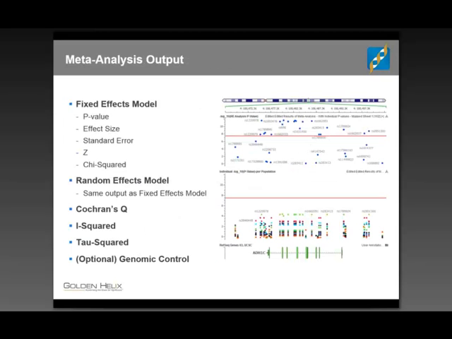The output that we get out of meta-analysis, again, includes the fixed effect model output and the random effects model output, which is the same as that for the fixed effects. We also get Cochran's Q, I-squared, tau-squared, and optionally genomic control variants of the fixed effect model.